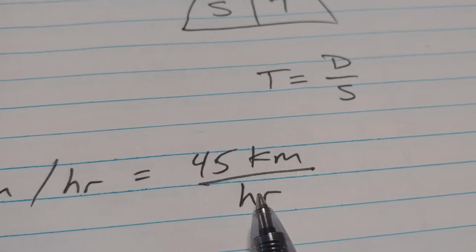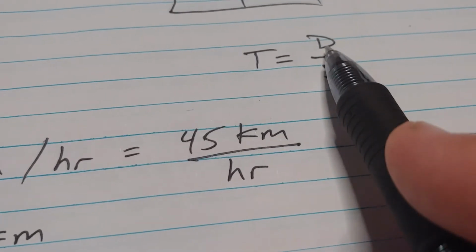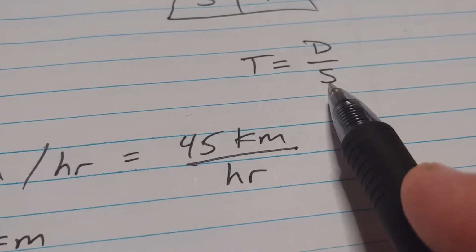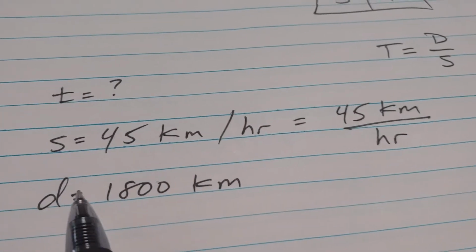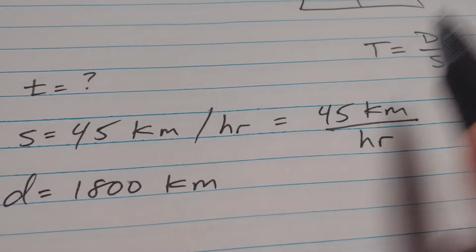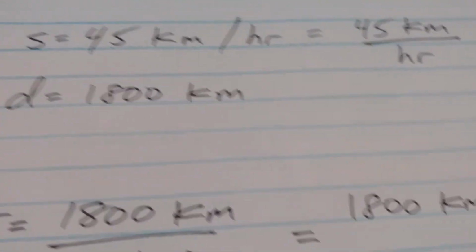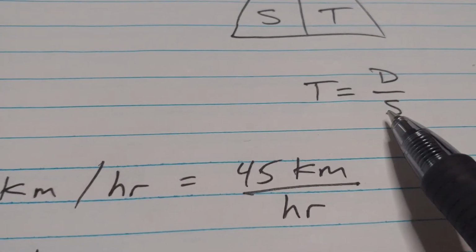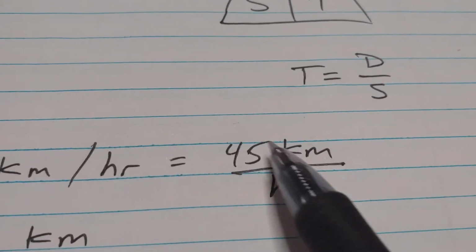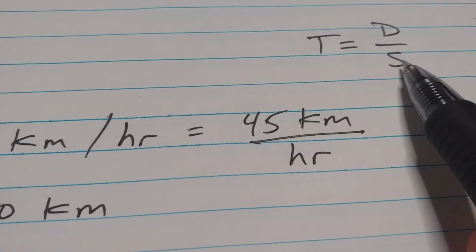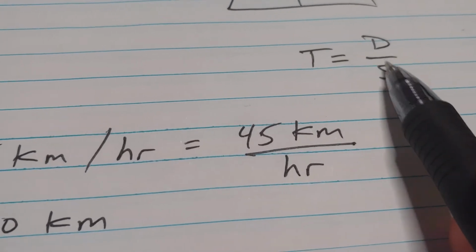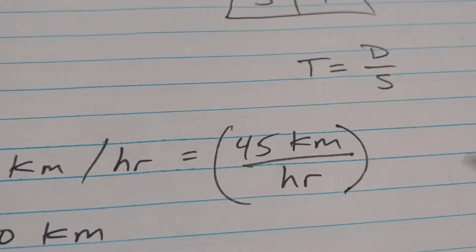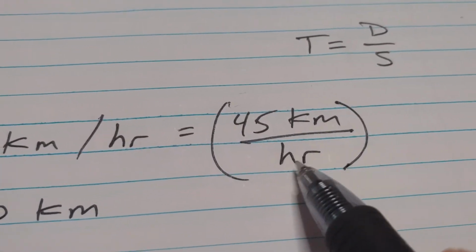I'm going to plug all my numbers in. So time is equal to distance divided by speed. I'm going to put distance, 1,800 kilometers, on the top. So time is 1,800 on the top, but on the bottom is your speed, 45. It's a fraction, and it goes on the bottom, on the denominator. So we've got your numerator and denominator. I'm going to put this in parentheses to show you. This is like one number: parentheses 45 kilometers an hour.